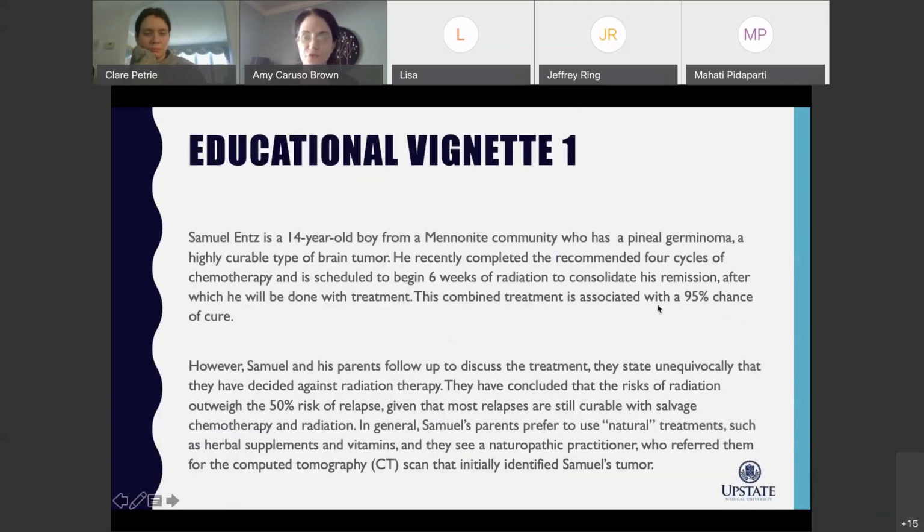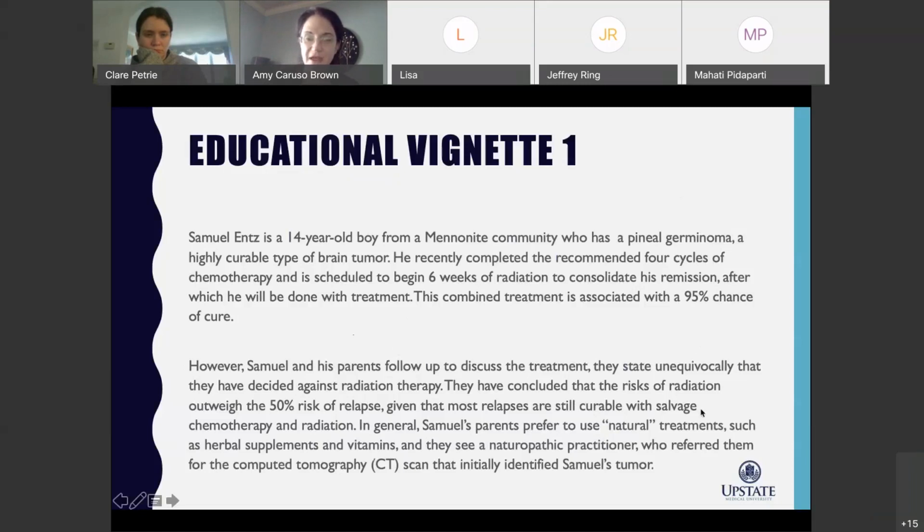Samuel Entz is a 14-year-old boy, and names and details have all been changed on these, from a Mennonite community who has a pineal germinoma, a highly curable type of brain tumor. He recently completed the recommended 4 cycles of chemotherapy and is scheduled to begin 6 weeks of radiation to consolidate his remission, after which he'll be done with treatment. This combined treatment is associated with a 95% chance of cure.